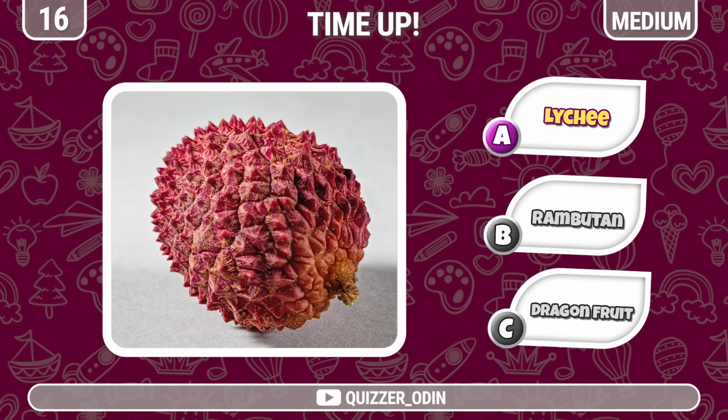Round 19. Optical illusion question. Look closely at this forest building and guess what kind of fruit it is. Yes, it's black mulberry.